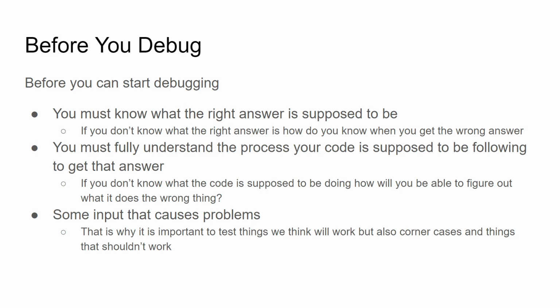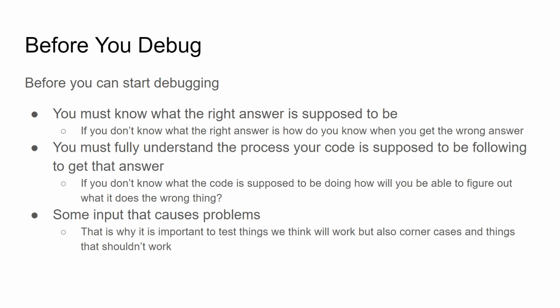So there are a couple of things you have to satisfy before you can start debugging. The first and most important thing is you have to know what the right answer is. If you don't know what your code is supposed to produce, how do you know it's producing the wrong thing, right? You have to have some expectation of what's supposed to happen to compare it against what is happening and figure out how to change reality to match your expectations. Don't change your expectations to match reality, right?